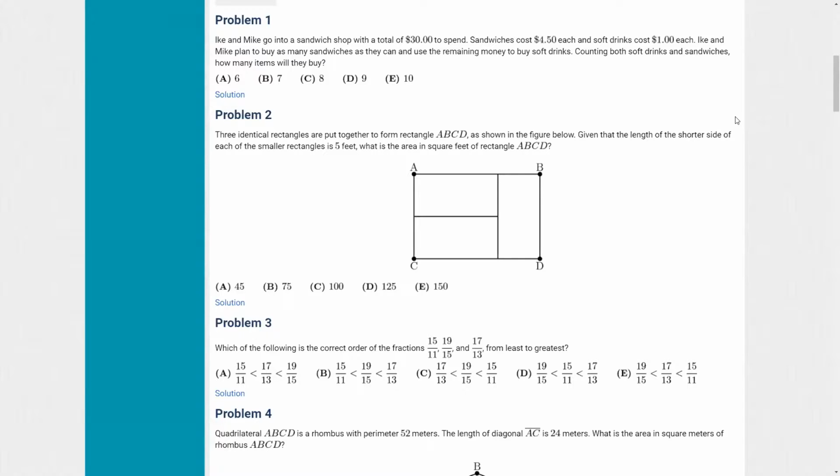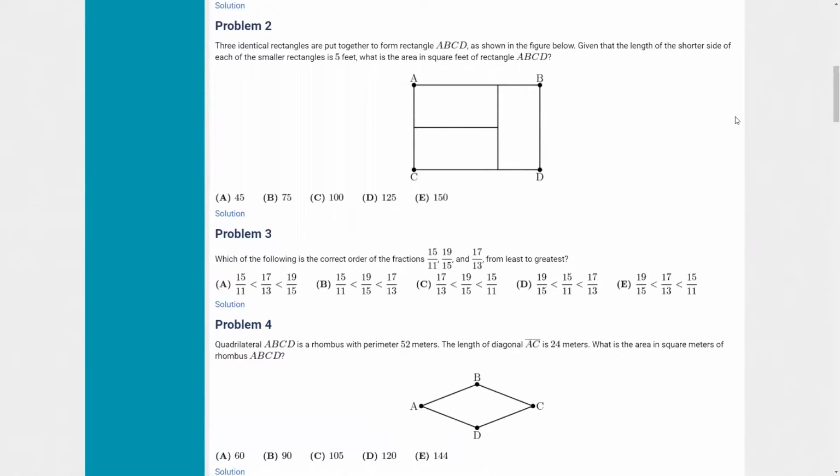First, to determine how many sandwiches they will buy, we need to calculate that. $4.50 times 6 is equal to 27. So if they spend $27 buying 6 sandwiches, that leaves them with 30 minus 27, so $3 for soft drinks, which gives them 3 soft drinks. So 6 sandwiches plus 3 soft drinks gives them a total of 9 items that they purchase. So the answer for number 1 is D.